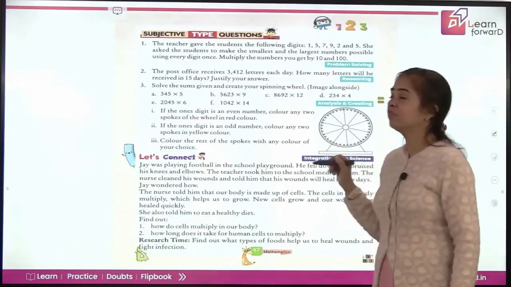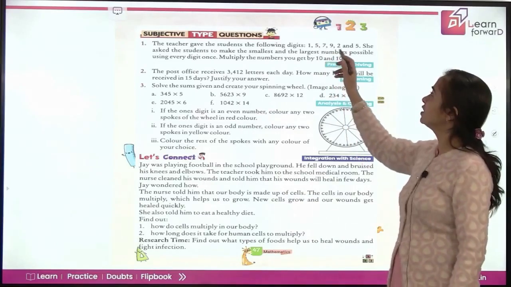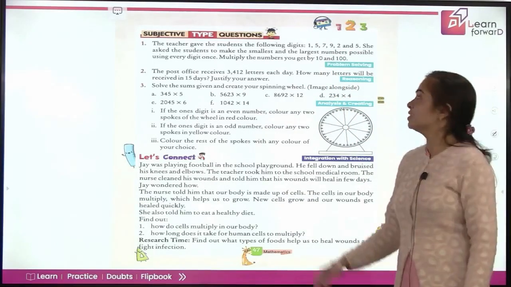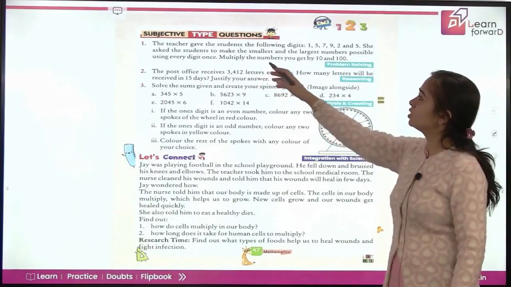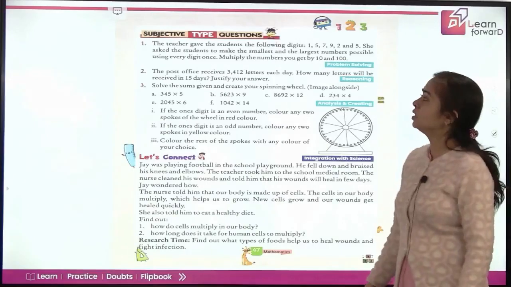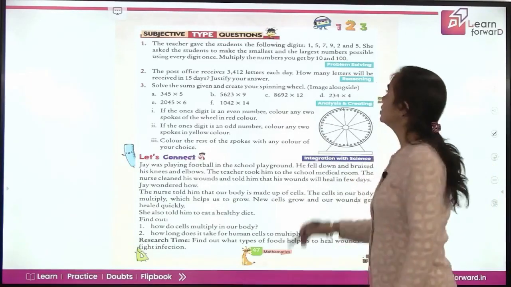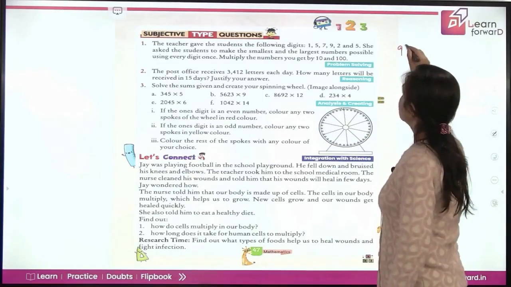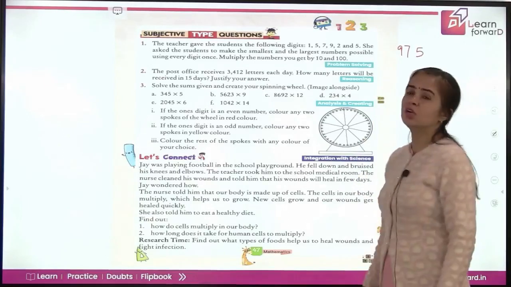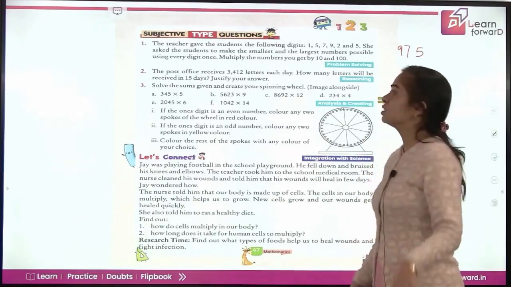We have subjective type questions for you. The teacher gave the students the following digits: 1, 5, 7, 9, 2 and 5. So how many digits are there? 6 digits. She asked the students to make the smallest and the largest numbers possible using the digits once. So what's the biggest number that you can get from this? It is 975. 5 is written here 2 times, but they are asking to use only once. So we will use it 1 time only.